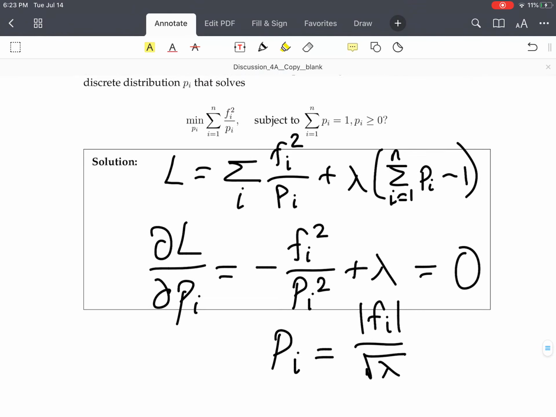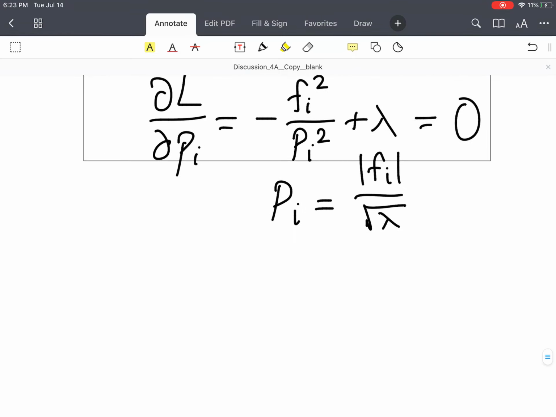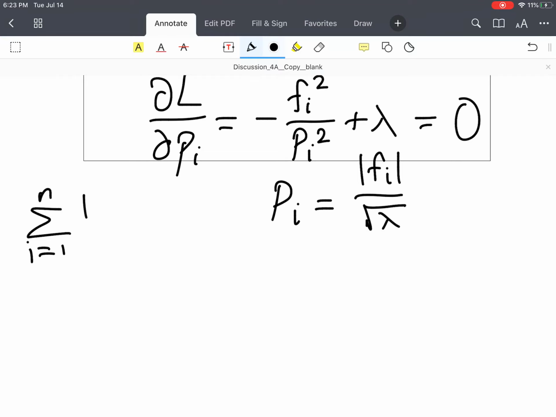So now what's the next step? Well, we were given this constraint that the sum from I equals 1 to n of p of I is equal to 1. So let's put that constraint to action, right? So let's come over here. We'll say sum of I is equal to 1 to n of f of I over square root of lambda is equal to 1. Okay?